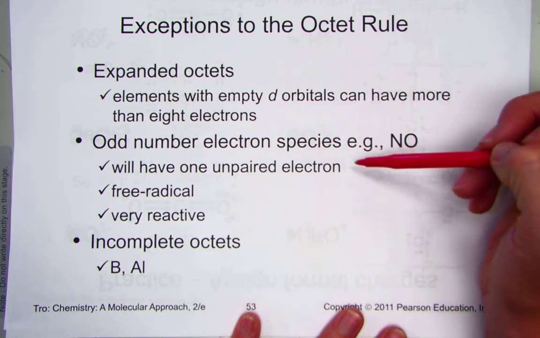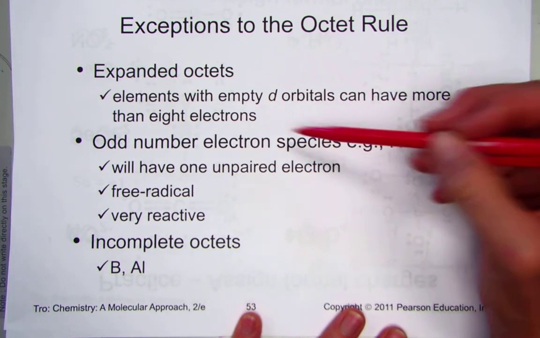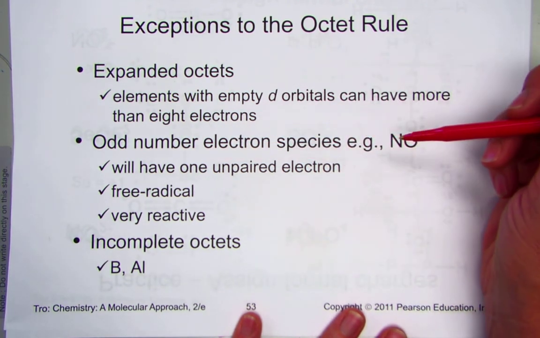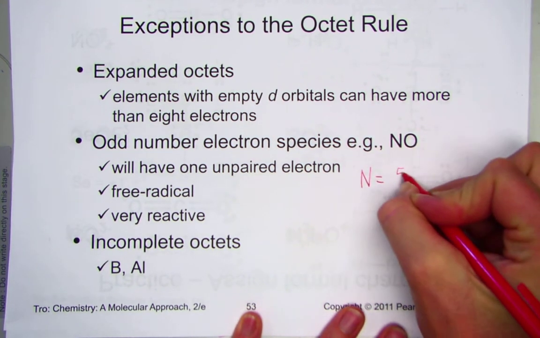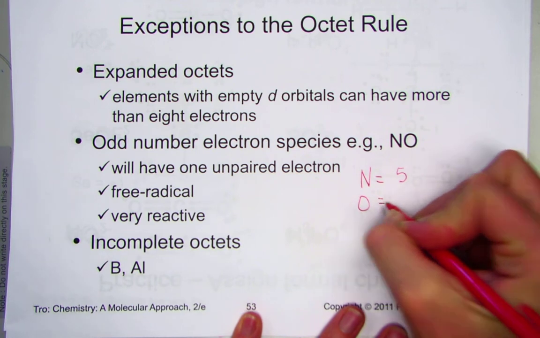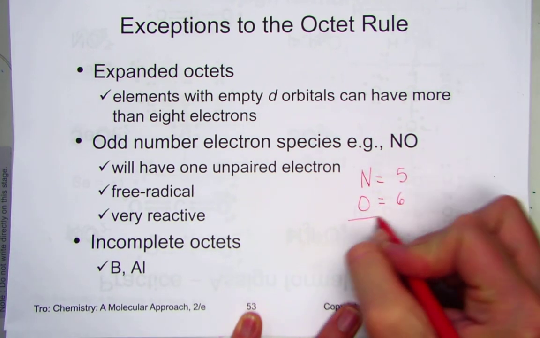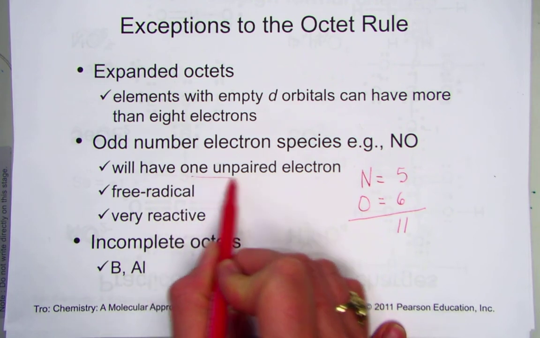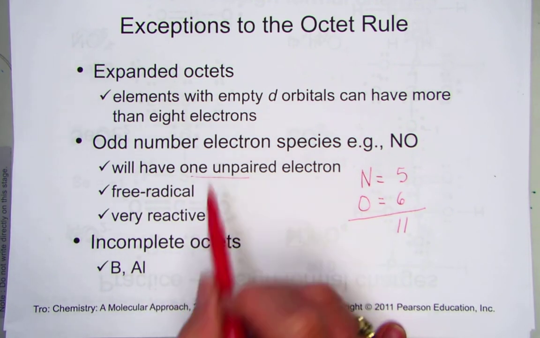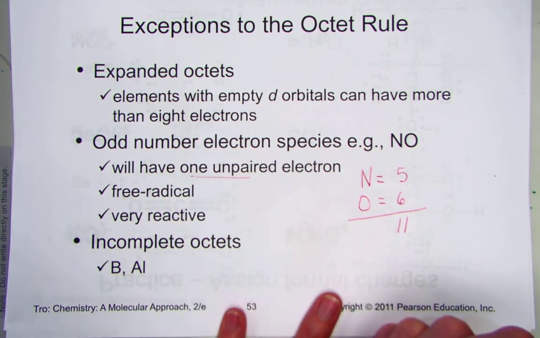Another exception to the octet rule would include odd number electron species. For instance, nitrogen, who has 5 valence electrons, and oxygen, who has 6 valence electrons. We can clearly see with a total of 11 valence electrons, there is no way to have everyone end up partnered, so we'll have one unpaired electron. It's just an exception to the generally accepted rule.